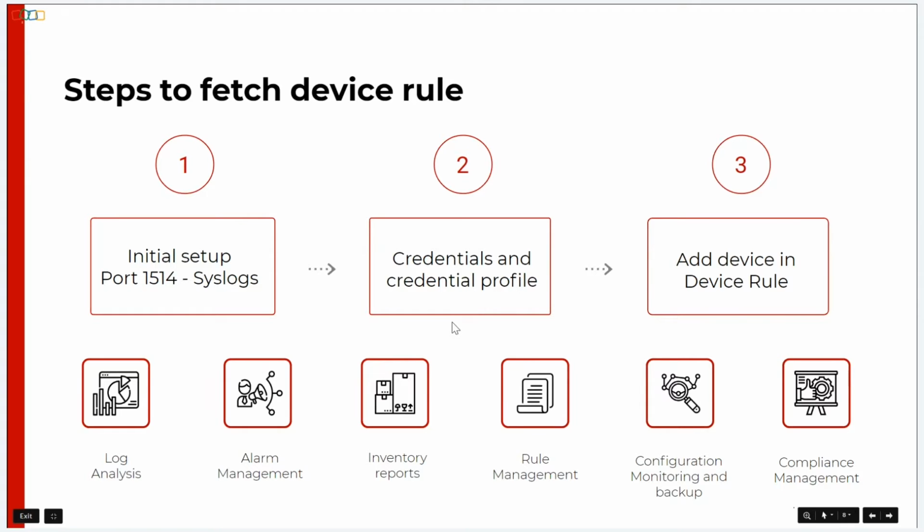Step two. Once you receive the syslogs from the firewall device to the Firewall Analyzer tool, a credentials profile can be set for that specific firewall device. So once you do this, you get access to the inventory, and that is very specific reports for each individual firewall device that is added to Firewall Analyzer.